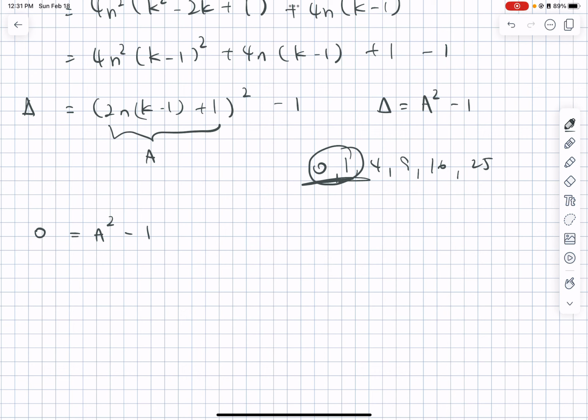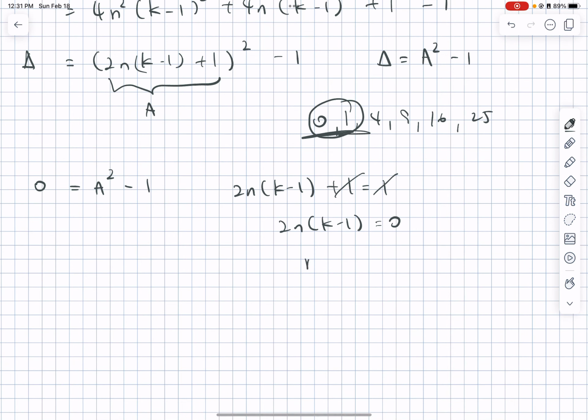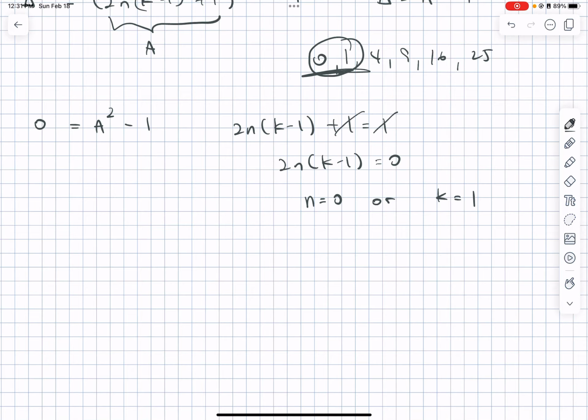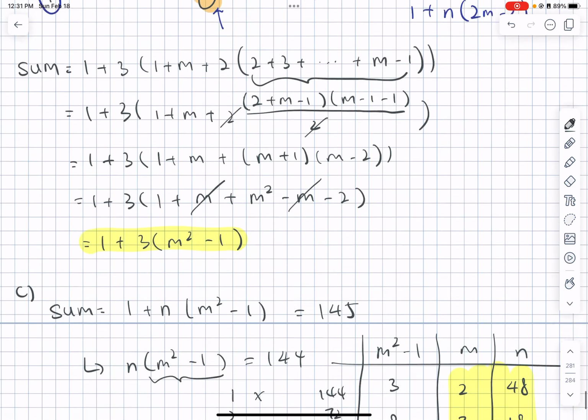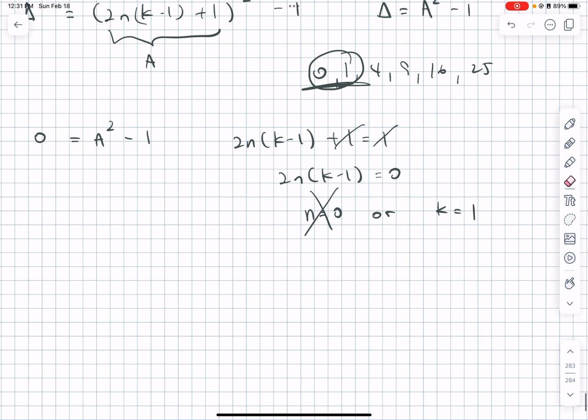That means a is equal to 1, so 2n(k minus 1) plus 1 is equal to 1. Cancel out the 1s, so 2n(k minus 1) is equal to 0. What does this mean? This means either n equals 0 or k equals 1. Is it possible for n to be 0? That's not possible, because the question says that m and n are positive integers, so n can't be 0, and also m is greater than or equal to 2.